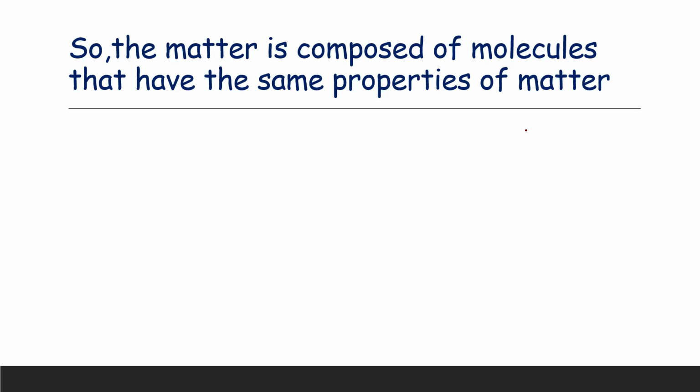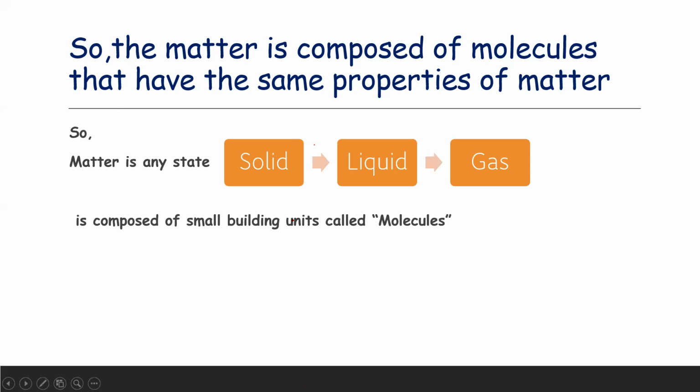All right, we started speaking about the properties of matter. We're saying that matter in any state, solid or liquid or gas, is composed of the smallest building units that are called molecules. So what are the smallest building units? Molecules. Okay. Yes, very good. The smallest building unit are molecules.